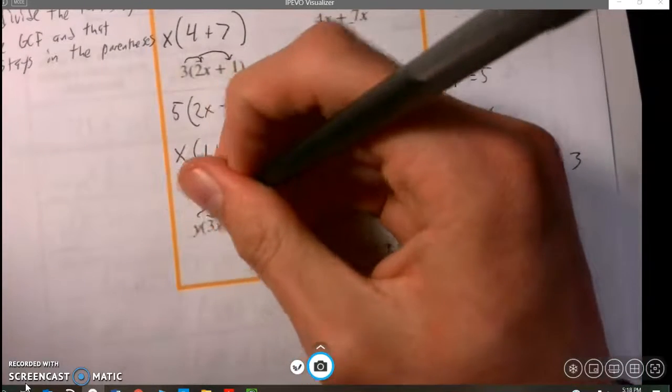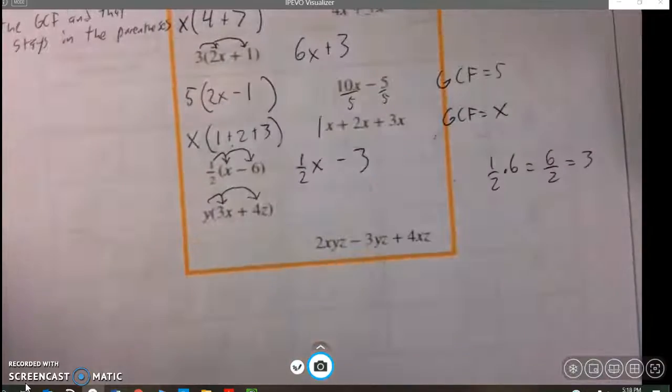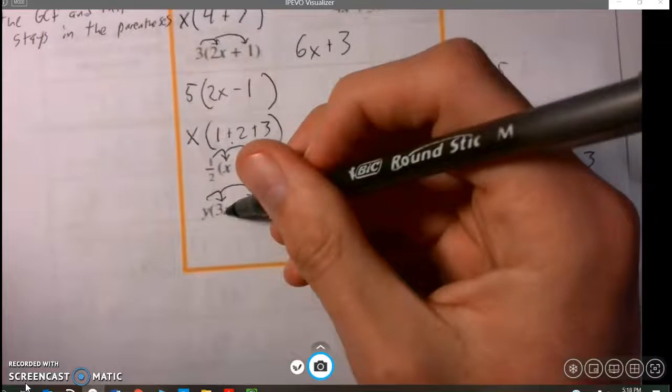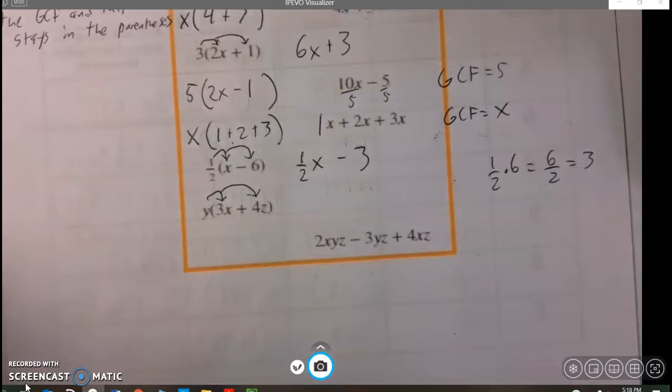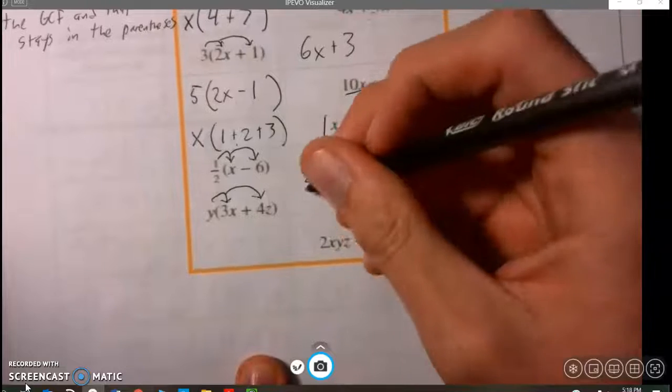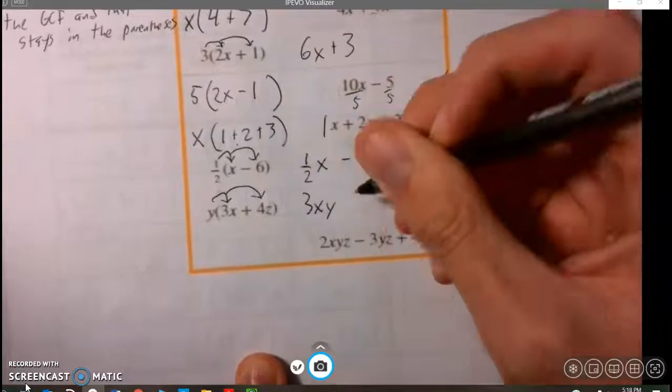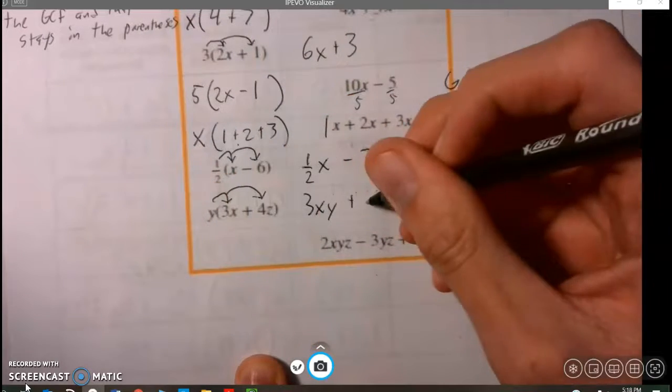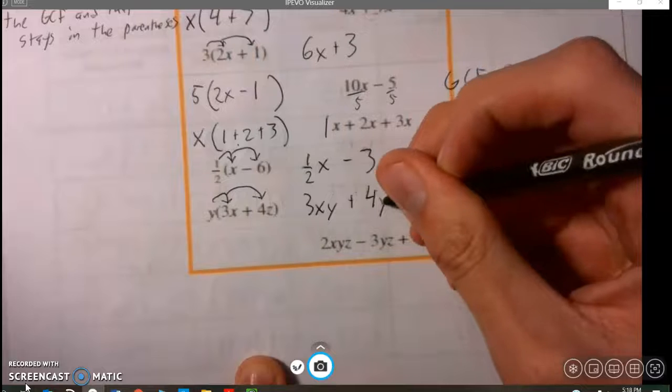Here, this problem's a little bit funky because these terms already had variables, 3x and 4z. The same rule as before applies though. Whenever you multiply by a variable, the variable will just attach itself to it, becoming another factor of the number. So 3x times y is just 3xy, and y times 4z would be 4yz.